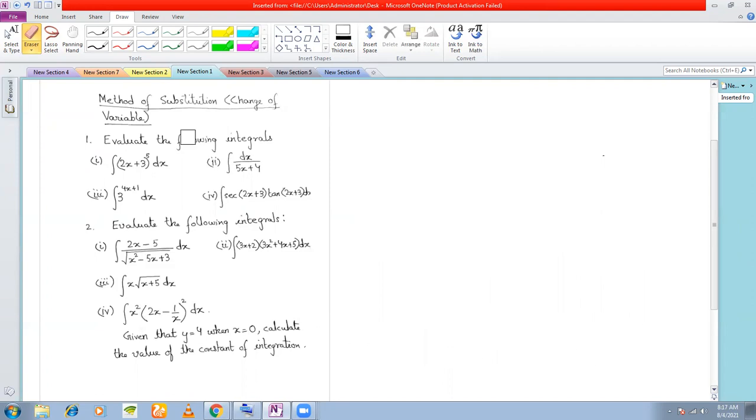We'll move on to the next one. Part 2. Integral of (3x plus 2) into (3x square plus 4x plus 5) dx. How to evaluate this integral?